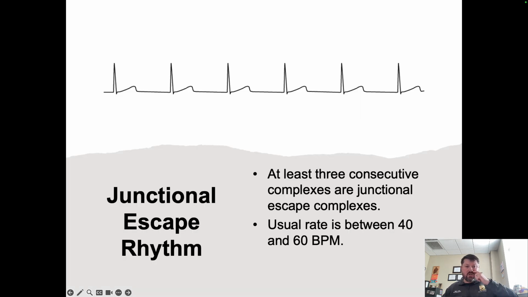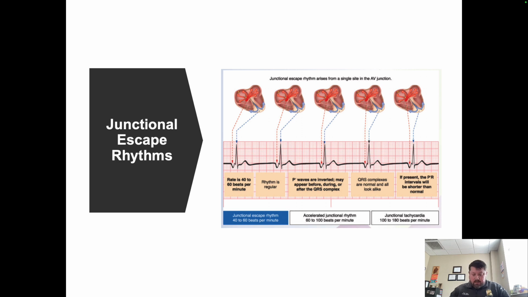So for our junctional escape rhythm itself, we've got to have at least 3 junctional escape complexes in a row. Now, if you think about the intrinsic firing rate of the AV junction, we know that that's between 40 to 60. To have the title of junctional escape rhythm, it's going to have these junctional escape beats, like you see right here. Junctional escape rhythms, the rate associated with it: for it to be a junctional escape rhythm, it needs to be a rate of 40 to 60 per minute.